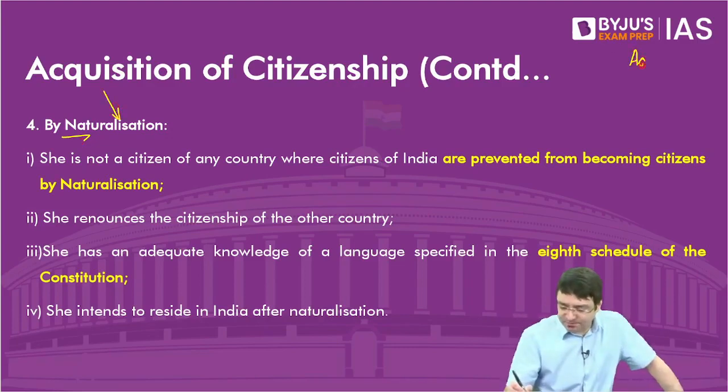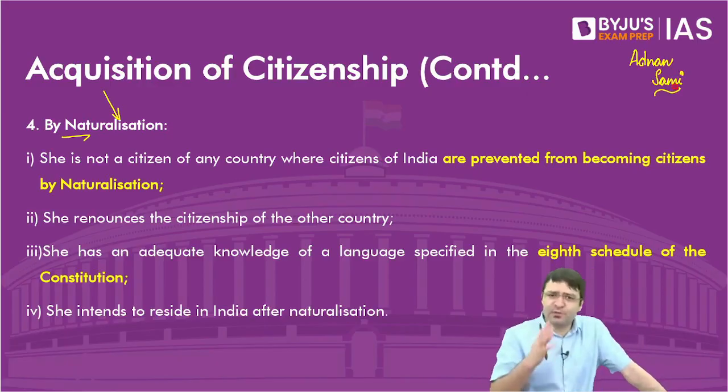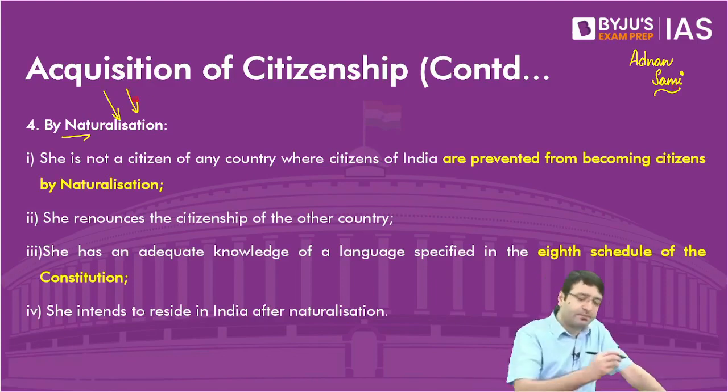Adnan Sami, for example, the latest case of Indian citizenship through naturalization. Adnan Sami was not born in India, was not born to an Indian parent outside India, is not married to an Indian as well, was not ever eligible to become an Indian citizen, but he loved this country, stayed in India for a long time, and applied for Indian citizenship. Through which route? Through naturalization.